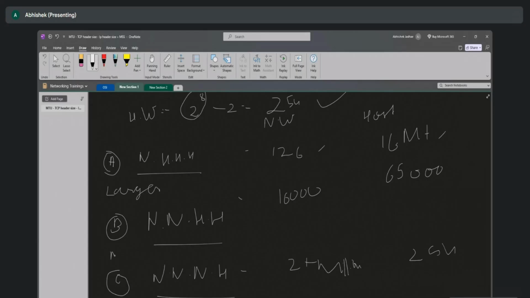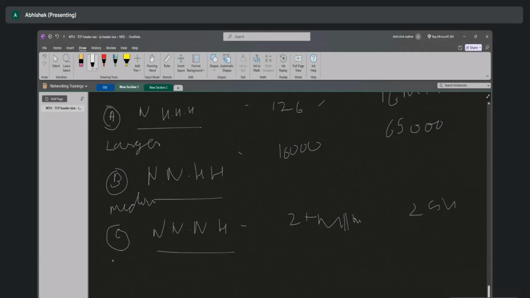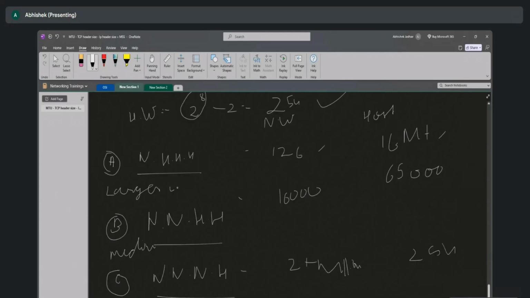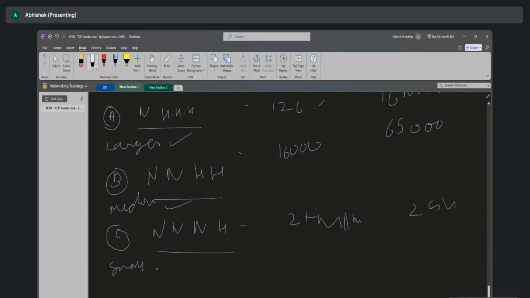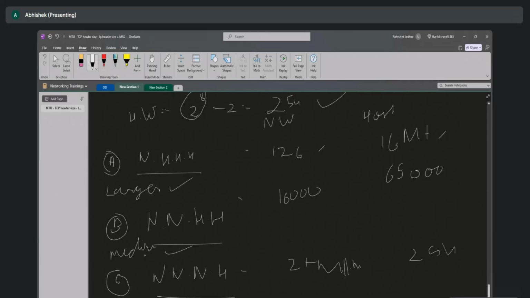This will be used by a medium organization, and class C will be used by small organizations. Why? So why is this considered for larger, why is this considered for medium, and why is this considered for smaller? The answer is simple. Post calculation, we see that there are 16 million plus host networks. So host networks are the usable IPs that this organization can use.